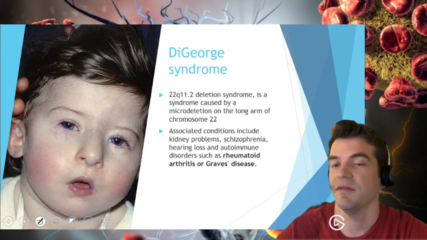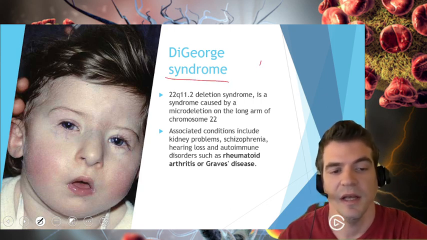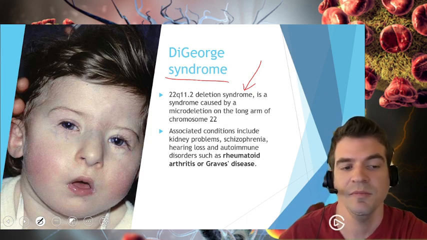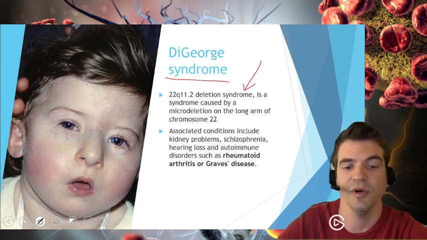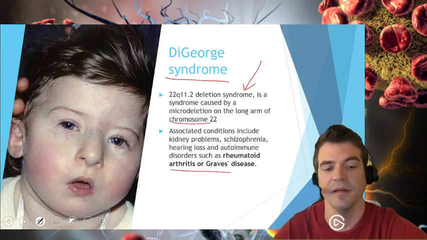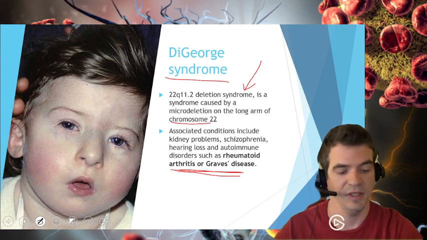Another example of a systemic autoimmune disorder is DiGeorge syndrome, and this is an inherited one because it is a deletion syndrome, deletion referring to our chromosomes, and so these will basically cause rheumatoid arthritis or Graves' disease.